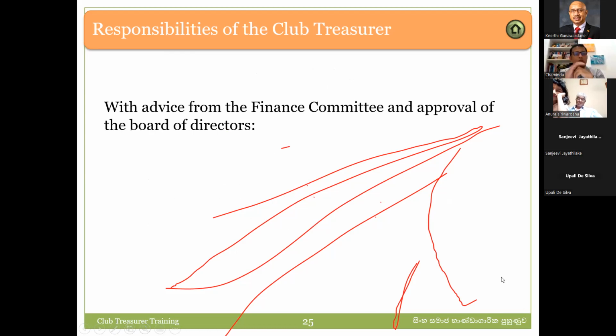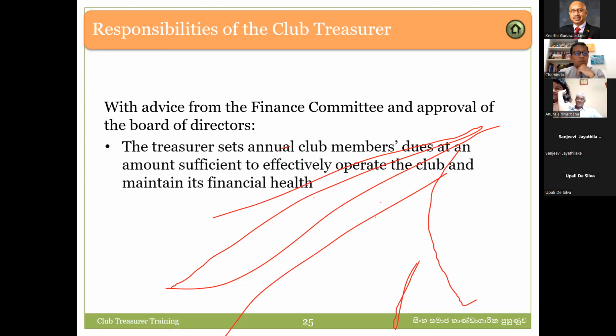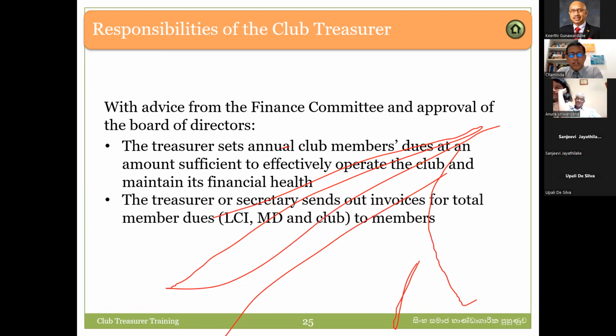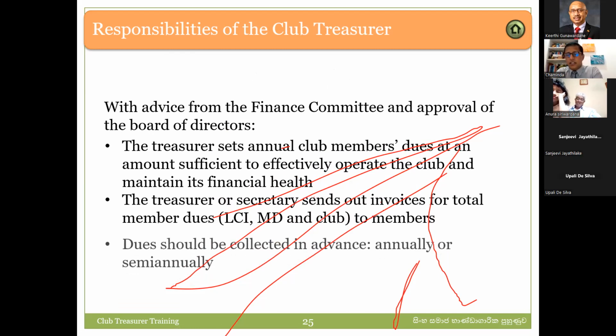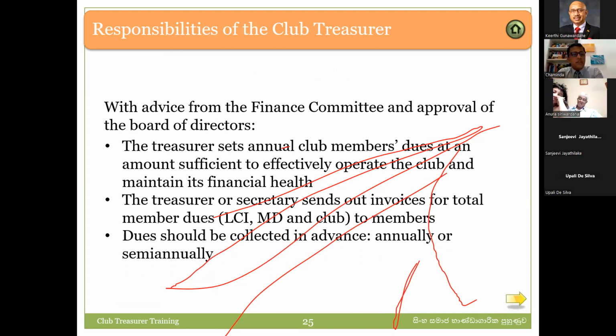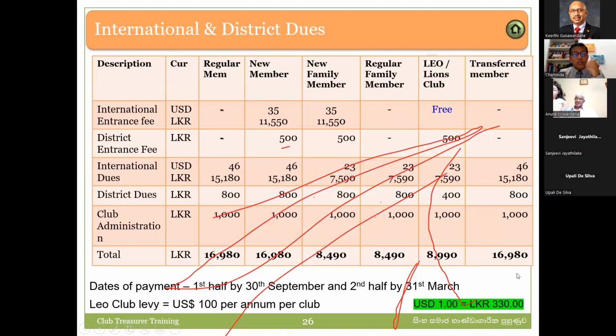So, with advice from the finance committee and approval of the board of directors, the treasurer sets annual club members' dues at an amount sufficient to effectively operate the club and maintain its financial health. You have to discuss and fix a fee. The treasurer or secretary sends out invoices for total members' dues. It can be Lions Clubs International dues, multiple dues, club dues, or other dues to members. Dues should be collected in advance, annually or semi-annually. Usually we collect semi-annually. So these are the dues that we collect.